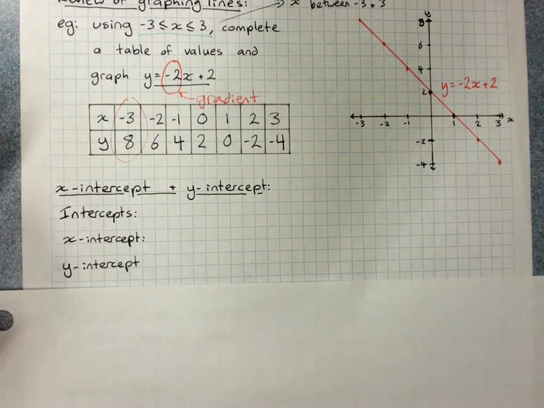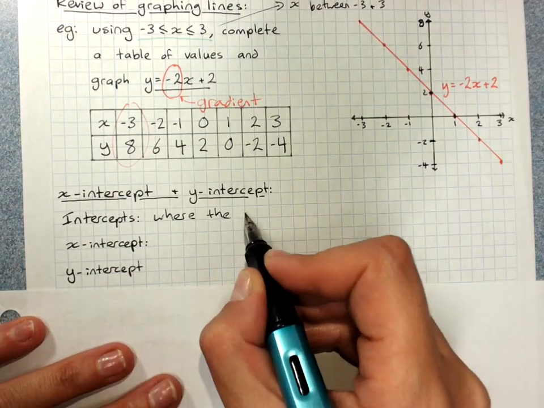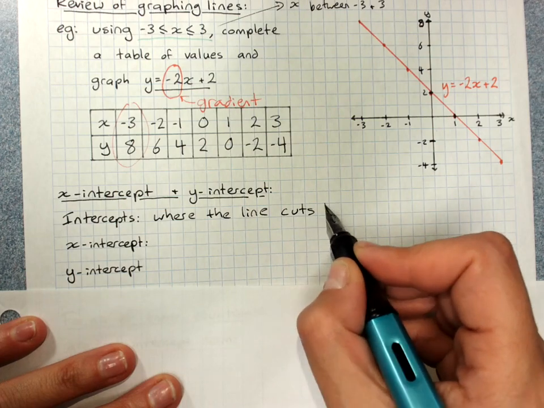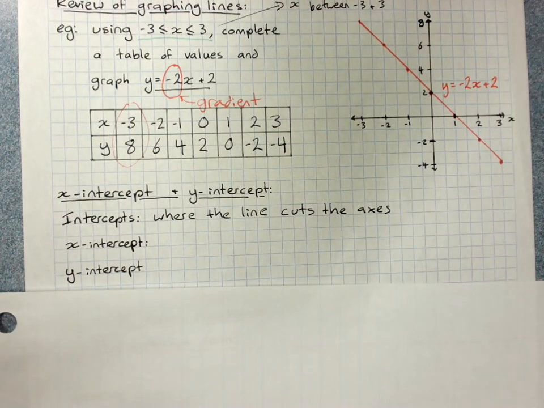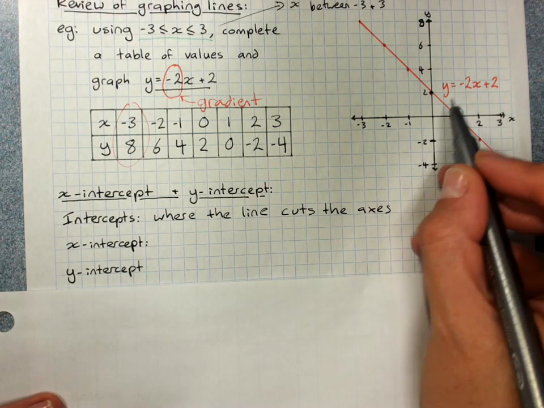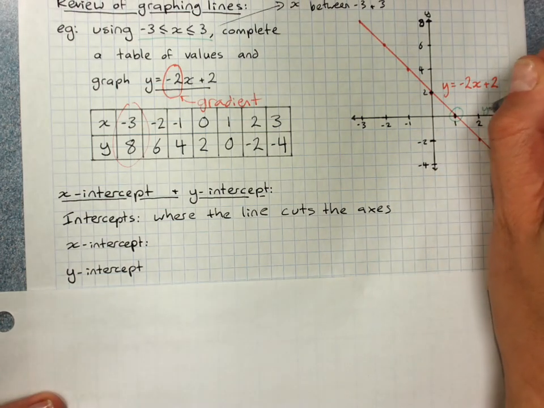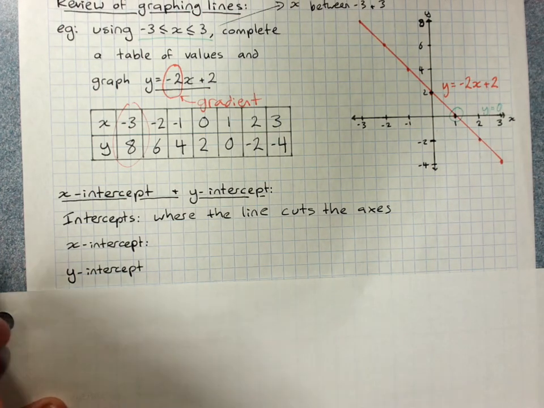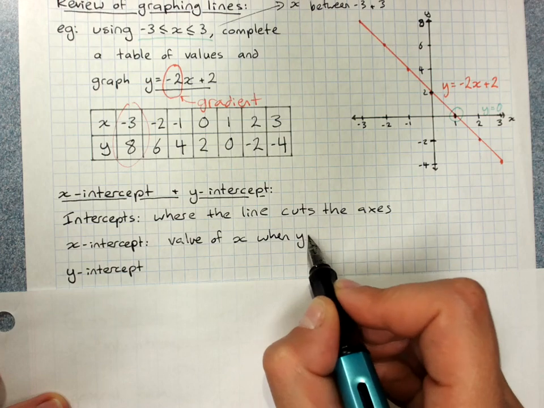A quick review of intercepts, the x-intercept and the y-intercept. Intercepts are just where the line cuts through or intercepts with the axes. So the x-intercept is where the line cuts through the x-axis, and it will always be the value of x when y is 0, because all along the x-axis, y equals 0. So where y is 0 is where the line is touching the x, or cutting through the x-axis. X-intercept, value of x when y equals 0.